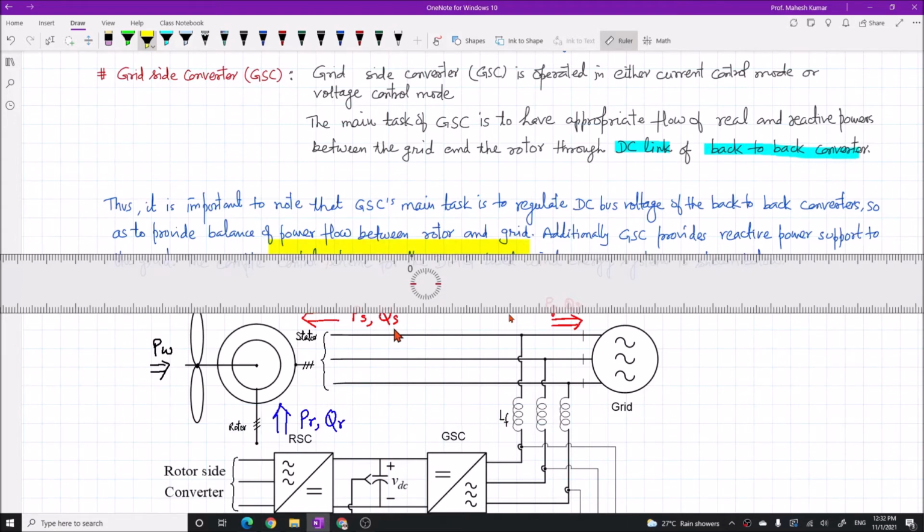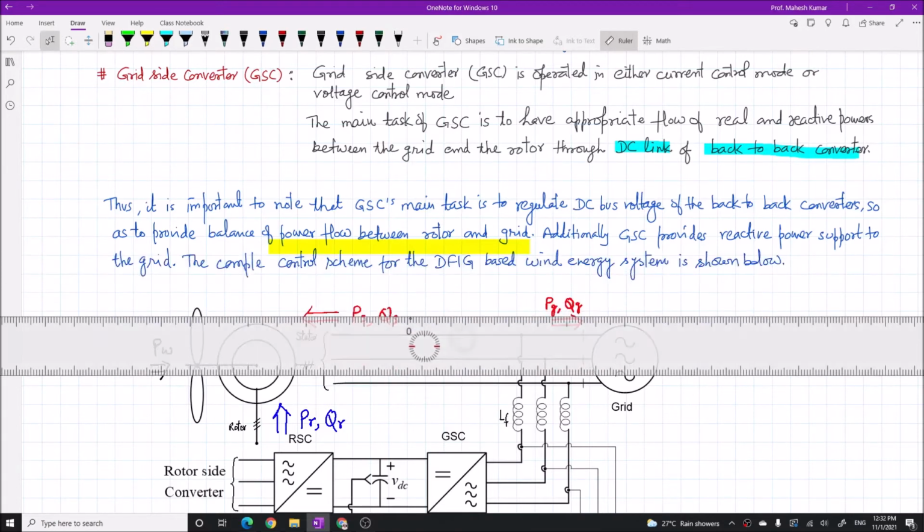Additionally, this converter also provides the reactive power support. Very important point. The grid side converter also provides the reactive power support to the grid. So basically, we want to achieve unity power factor operation between the grid and the DFIG. That means that the grid reactive power is set to 0.